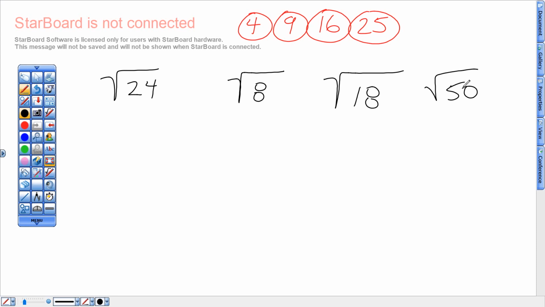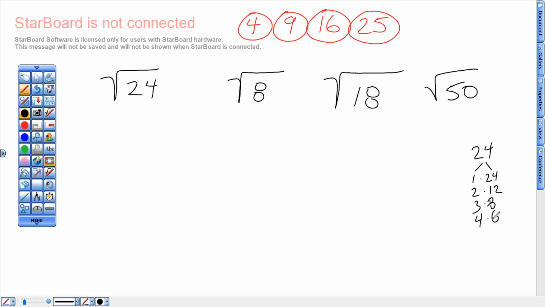Okay. So if you have 24, I need two numbers that give you 24, where one of them is one of these perfect root numbers. So these are all the numbers that give you 24. 24 is 1 times 24. 24 is 2 times 12. 24 is 3 times 8. And 4 times 6. So out of all those pairs, do you see one that has a perfect root in it?